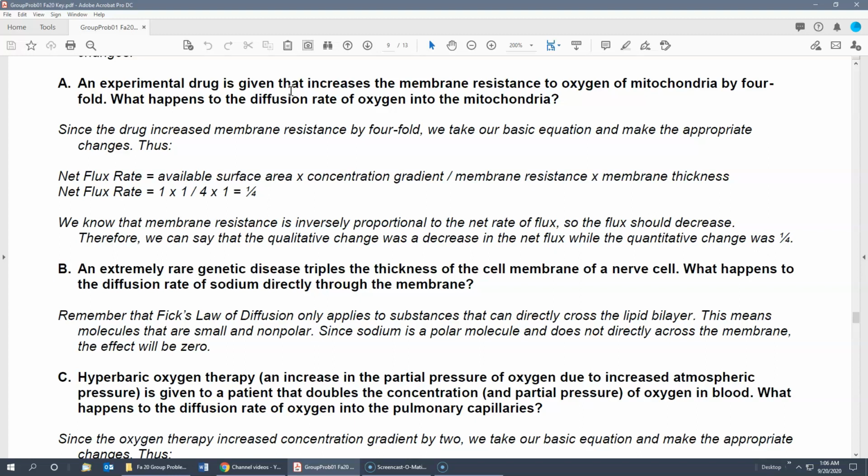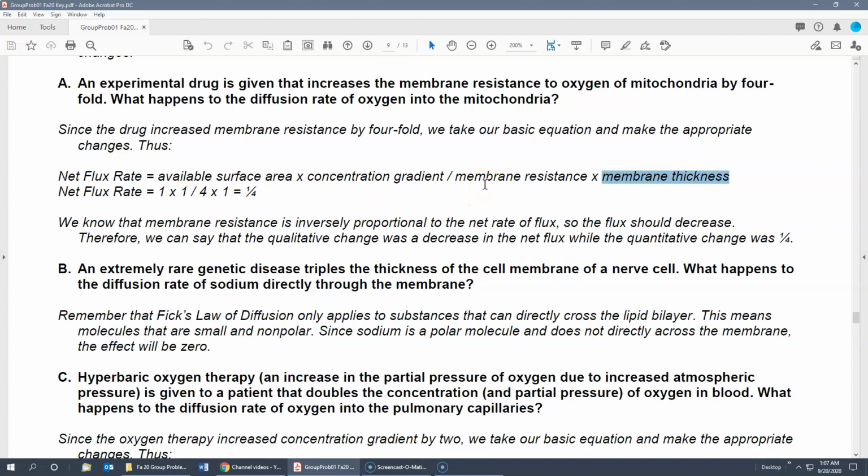So we're going to write out Fick's law: available surface area times concentration gradient divided by membrane resistance times membrane thickness. Then look at the equation and say, okay, what happens? The membrane resistance, clearly identified here, goes up 4 times. Here's our equation, and right here we're going to highlight membrane resistance. It said nothing about the other 3 variables, so we assume they haven't changed. So quantitatively, we'll use those numbers. Available surface area hasn't changed, we'll make it a 1. Concentration gradient hasn't changed, we'll make it a 1.